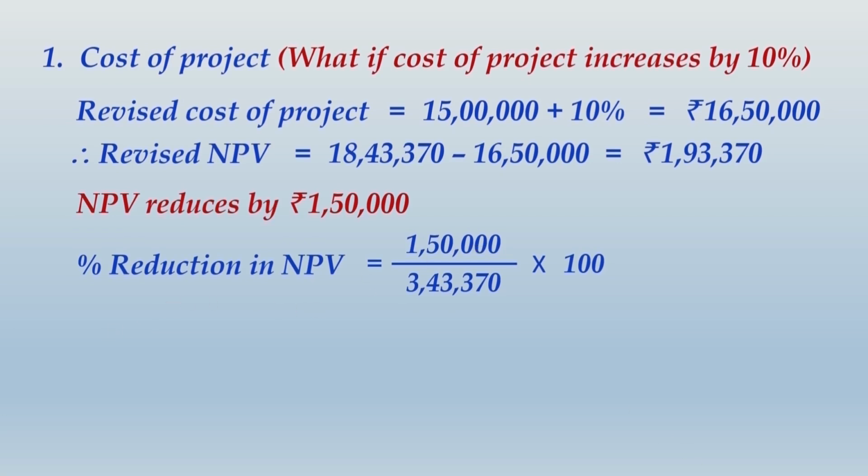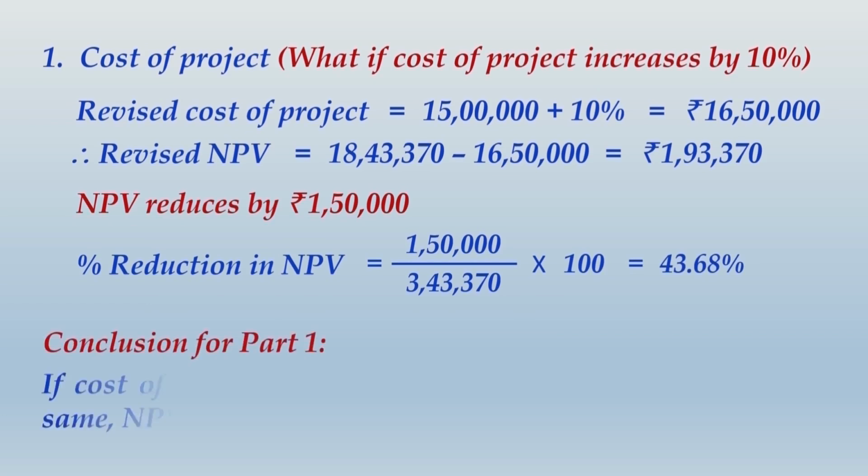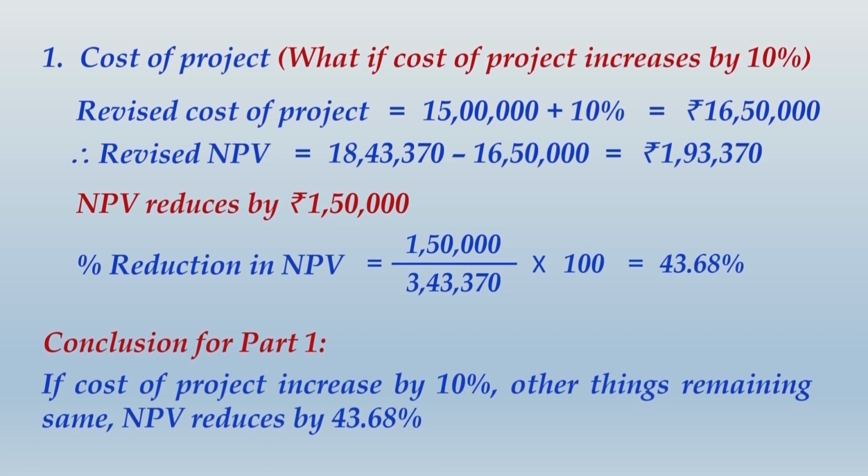So the percentage reduction in NPV comes to 43.68%. Conclusion for part 1 will be, if cost of the project increases by 10%, other things remaining same, NPV reduces by 43.68%. Please write up this whole thing and then I take you ahead. Alright friends, once you have completed writing this much, let us move ahead and deal with the next part.